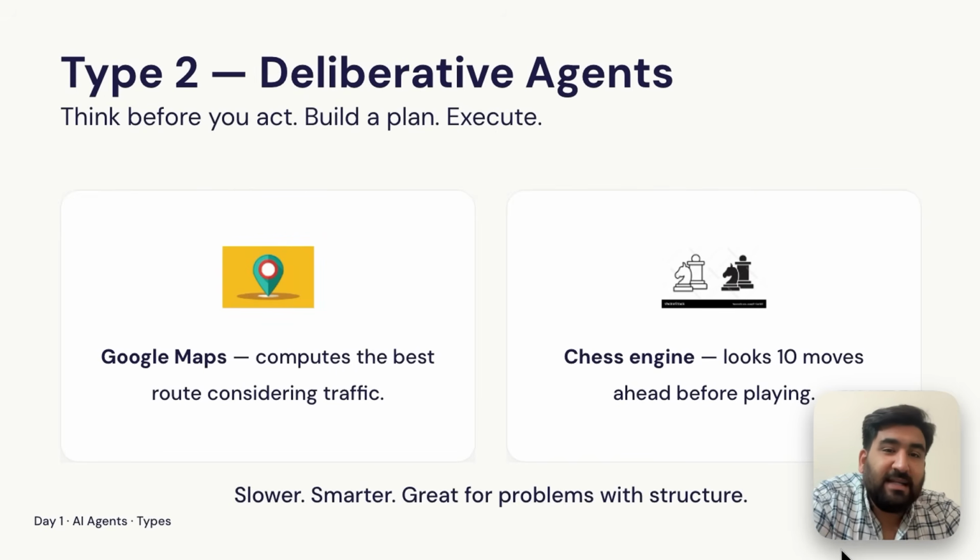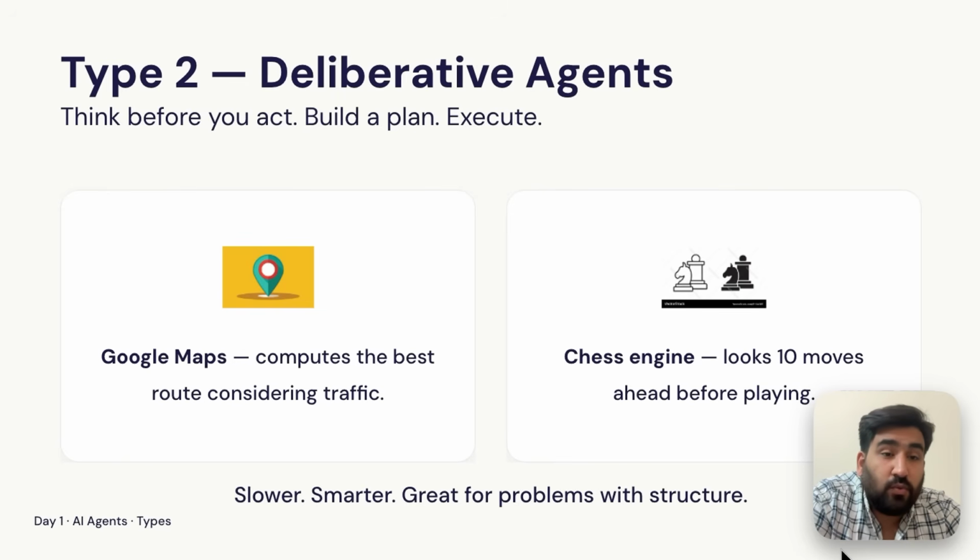Next are deliberative agents. These guys think before they act. They are the smart ones. They do not just react to whatever is right in front of them, but build a plan first, the thinking layer. Then they execute the plan step by step. Okay, look at the examples.